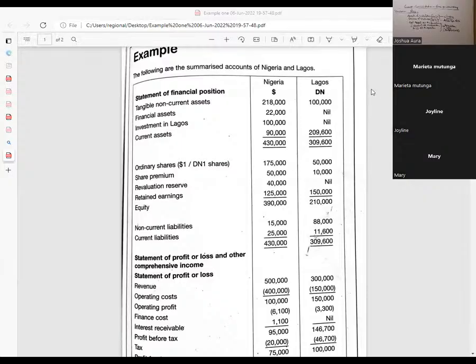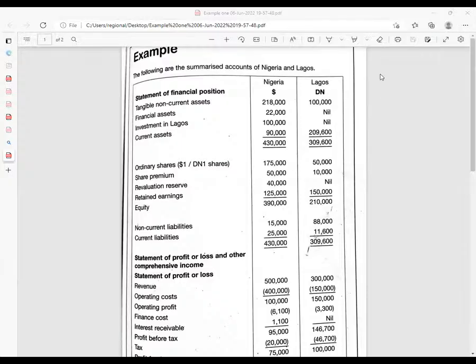So we are given an example here. The following are the summarized accounts of Nigeria and Lagos. These are two different companies: one called Nigeria and another one called Lagos. One good thing I can see is that the Nigeria company has its financial statements presented in dollars. Lagos has, in this case, the currency DN. DN could be Naira, whatever.